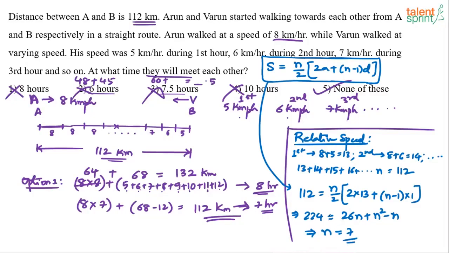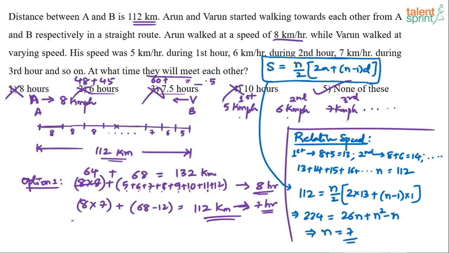So this is the other way of solving it. I'm not solving the quadratic equation for you. It is n squared plus 25n minus 224. Okay. N squared plus 25n minus 224. So when you solve that quadratic equation, you will find that n is equal to 7. Or just use common sense and go by options like what we have done there.